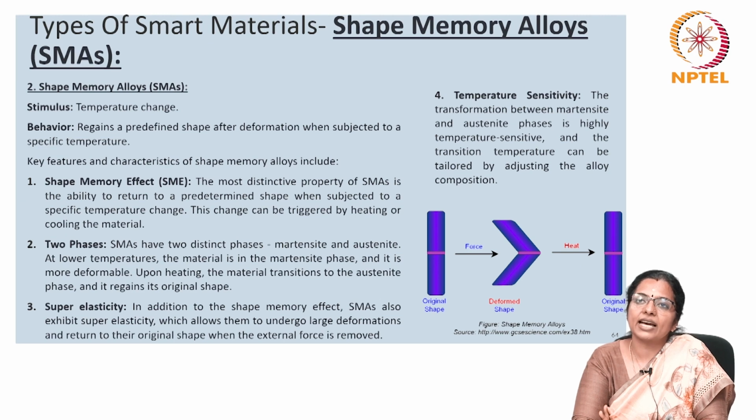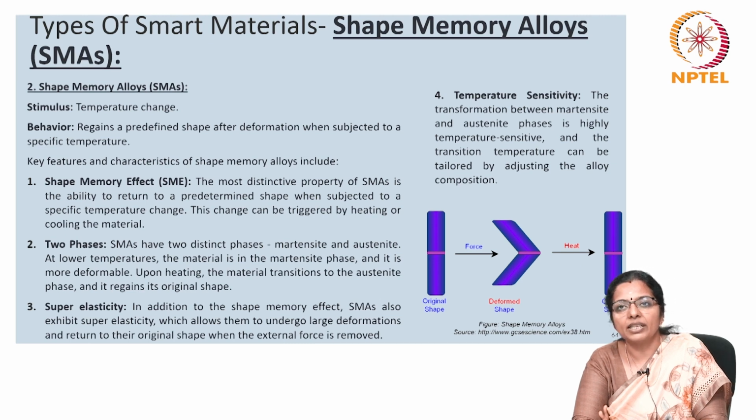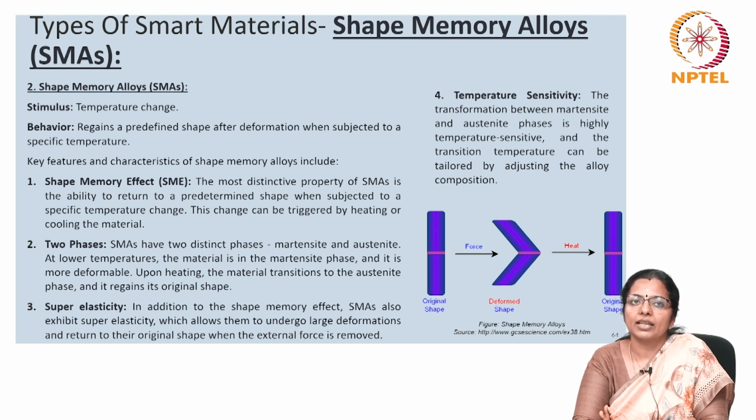Key features and characteristics of shape memory alloys include shape memory effect. The most distinctive property of shape memory alloys is the ability to return to a predetermined shape when subjected to a specific temperature change. This change can be triggered by heating or cooling the material. Then, two phases. So, shape changing alloys have two distinct phases, martensite and austenite.